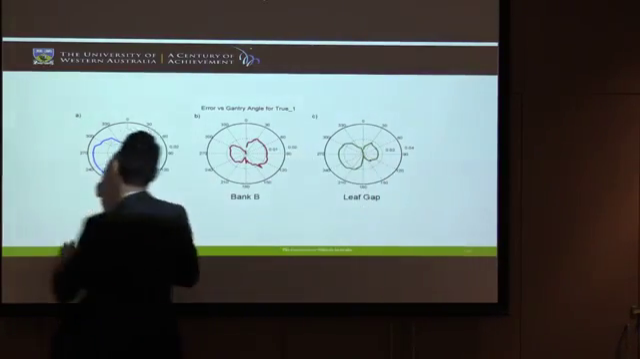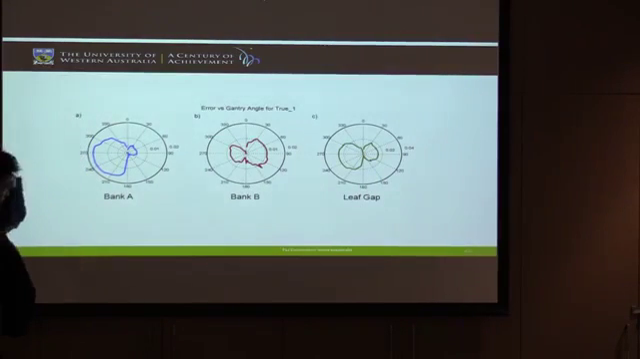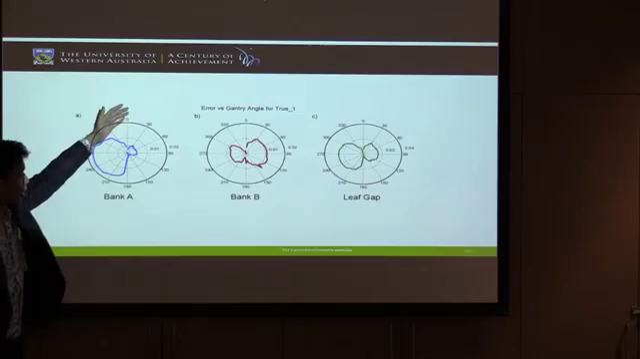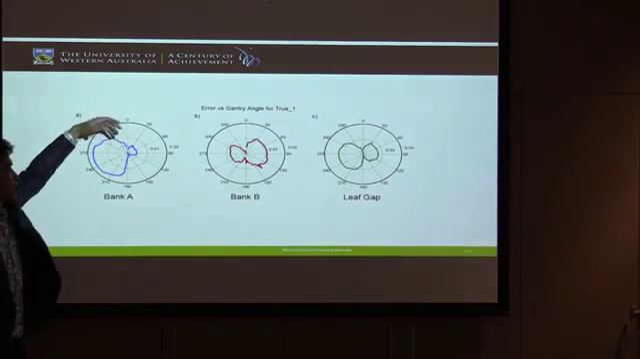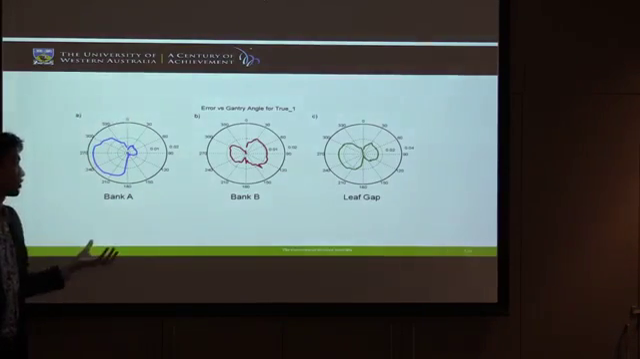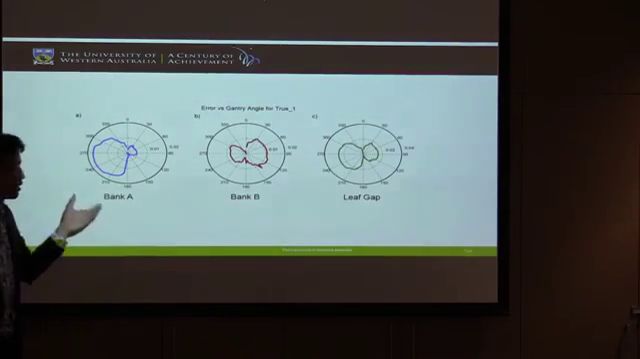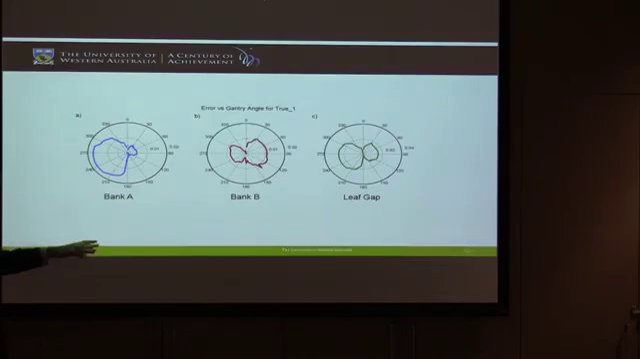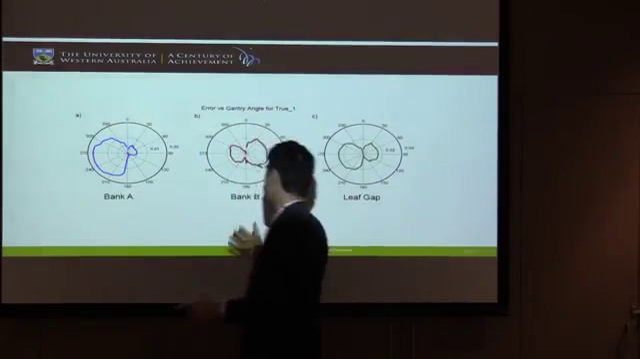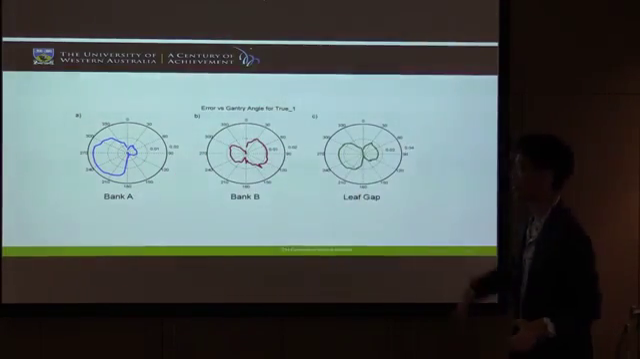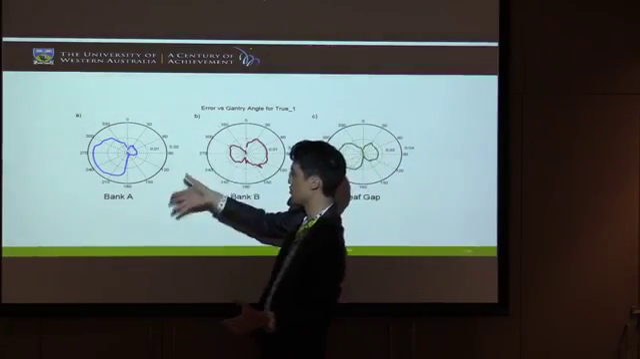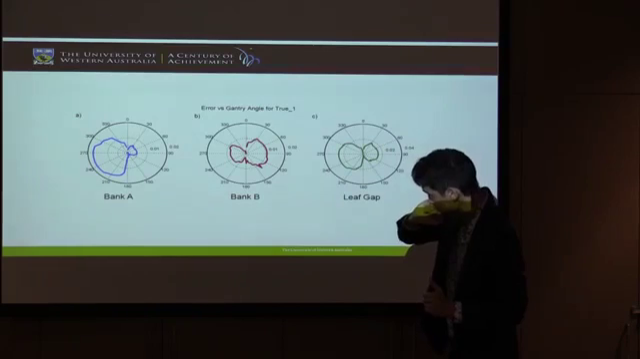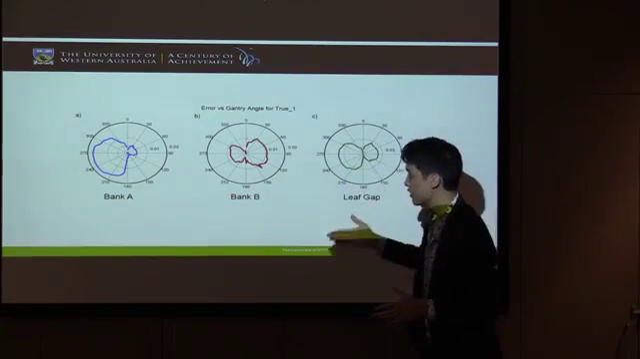So what you're looking at here, the radial component is the positional error, and 0 degrees is the gantry angle in the IEC convention, so that's directly above the patient. 180 degrees is directly below the patient, and 270 and 90 degrees are to the side. So this is for bank A, and this is for bank B, and the leaf gap error. But we'll be concerned with these two. These are the interesting ones.